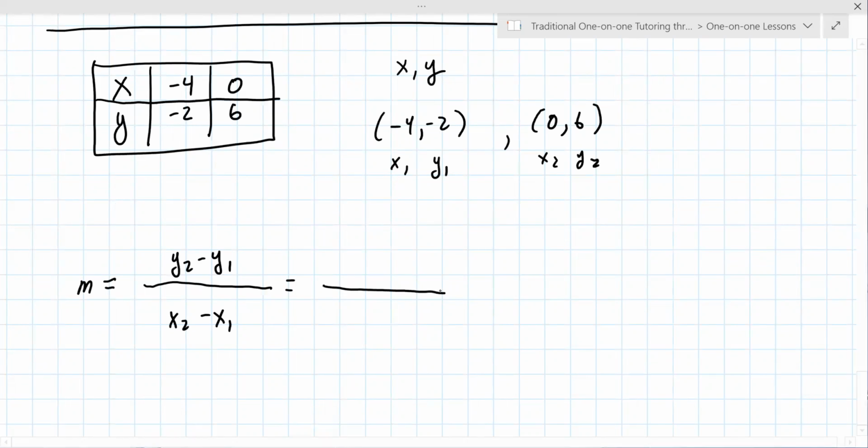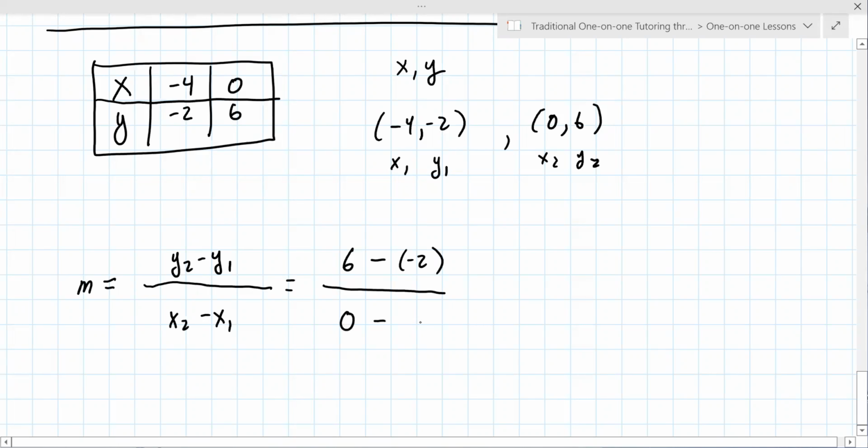Now tell me the value of Y2. 6. Okay. And what is the value of Y1? -2. Good. X2? 0. And X1? -4. Okay. I want you to calculate the numerator, 6 minus a -2. So what happens here? The 2 turns into a positive. Right. So which is what? 6 plus 2, 8. Good.